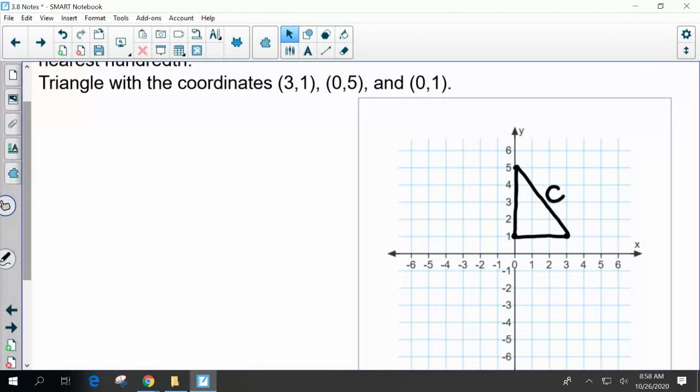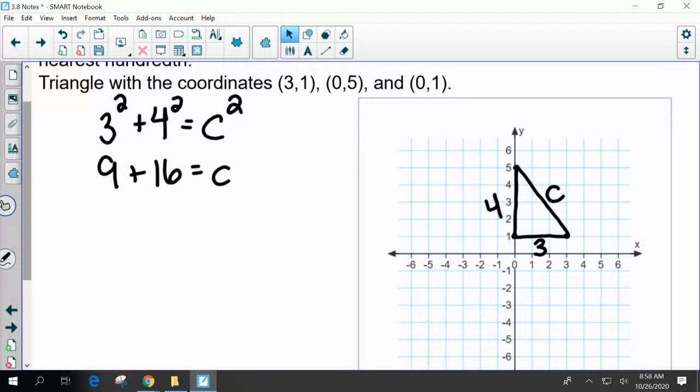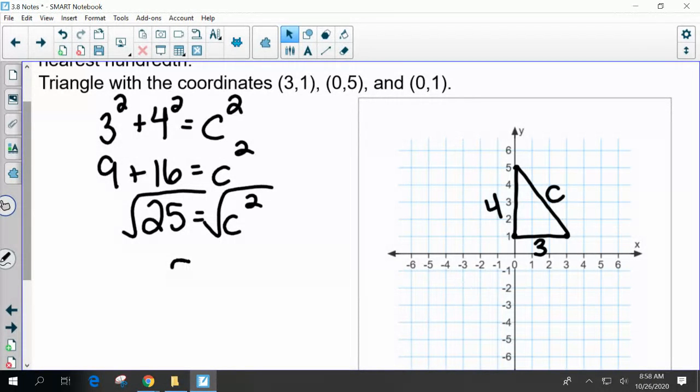So the bottom base of the triangle goes across 3 units, so it is 3. And then my other leg of the triangle goes across 4 units. So I'm going to plug those in. It could be 3 first or 4 first. It doesn't matter. Those 2 legs are interchangeable, but C always has to be equal to at the end. So that equals 9 plus 16 equals C squared. So you get 25 equals C squared, and then take the square root. So 5 equals C.